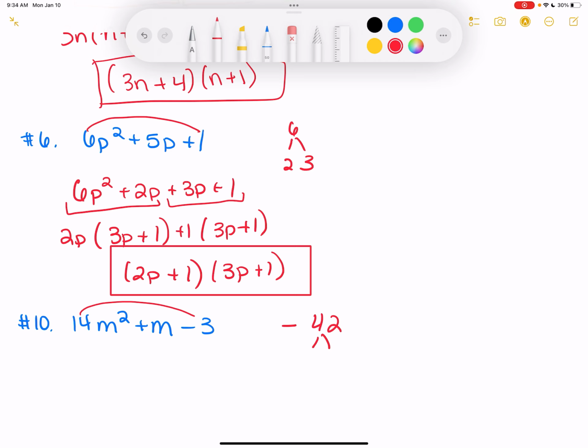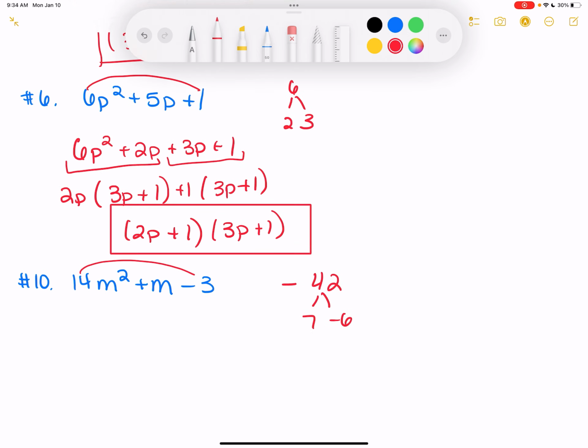So I'm looking for factors where one is going to have to be positive and one's going to have to be negative, and the bigger number needs to be positive because this is positive. 7 and negative 6. Okay, 7 and negative 6. And when you get to ones like this, I would say it's more important that you go through and check at the end. I don't require you to check it, but it's a very high recommendation because you pretty much guarantee you get the problem right.